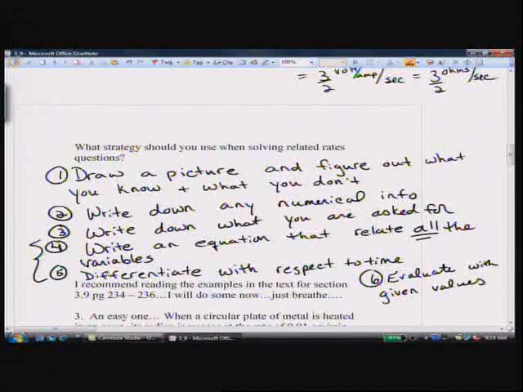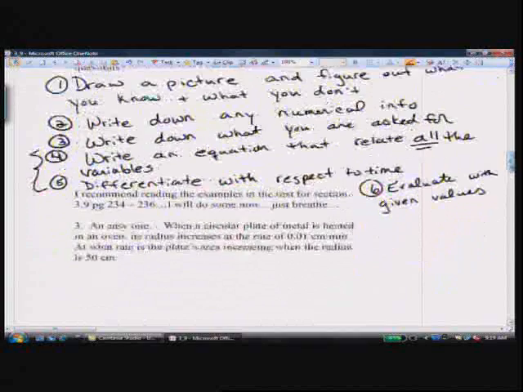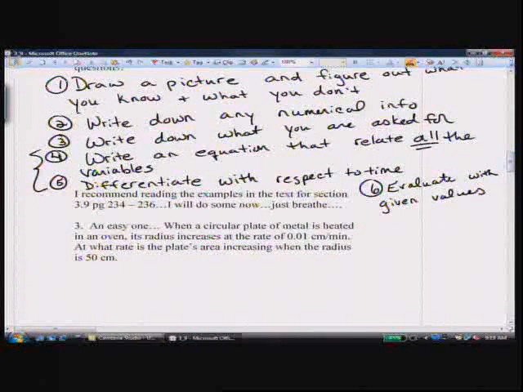Okay? And then I said, I recommend reading the examples in the text for section 3.9, page 234 to 236. I will do some now, just breathe. Okay. All right, so one of the best ways to get better at these is to work examples. And so I almost always try not to work the examples that are given. And you know how the textbook has like a lecture section where there's notes in it and then there's exercises?